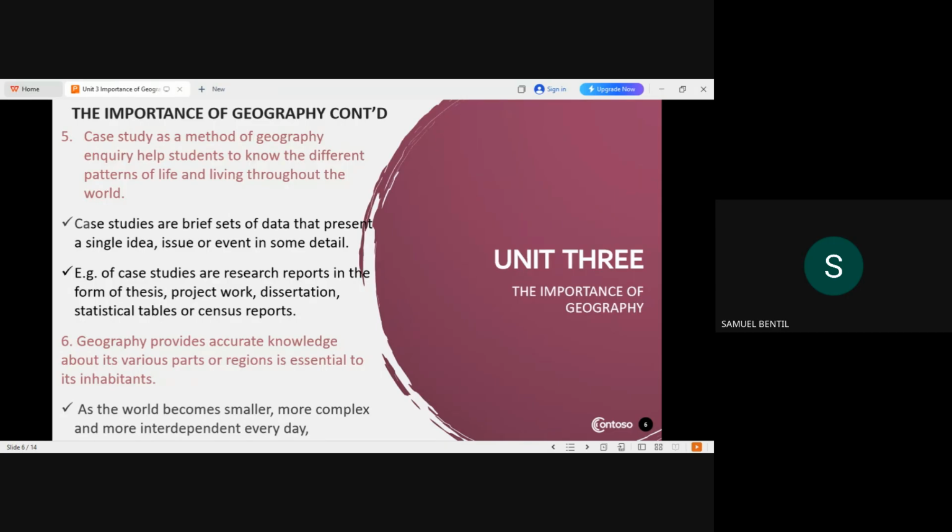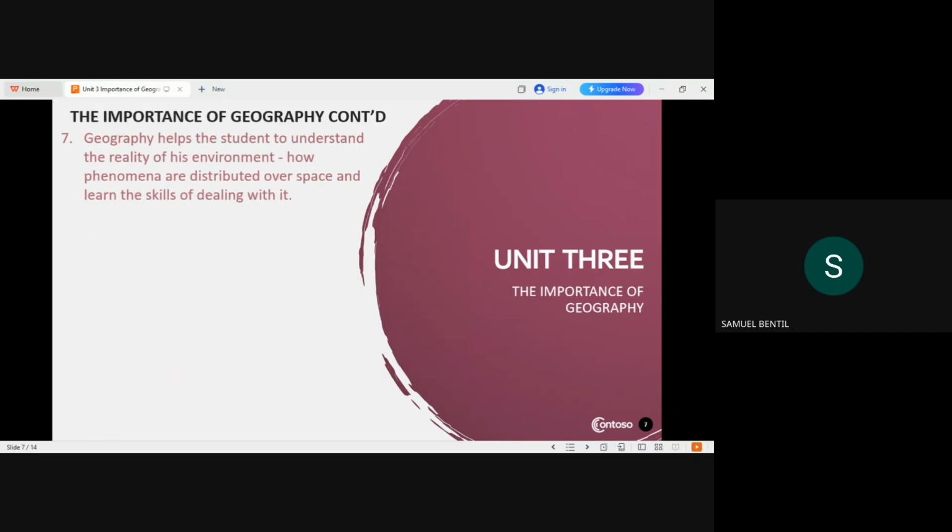And we're also saying that geography provides adequate knowledge about its various parts or regions, which is essential to its inhabitants. As we know, the whole world has become a global village, a very cosmopolitan area, where people within their country are able to interact with people in other jurisdictions without going there. That's why we say that as the world becomes smaller, more complex, and more interdependent every day, the study of geography brings into sharp focus these characteristics of the world.